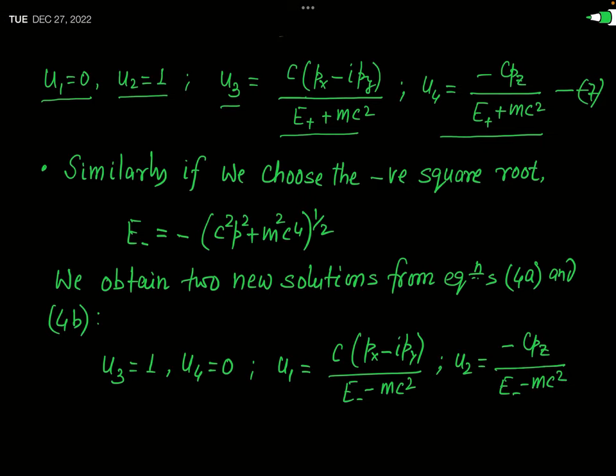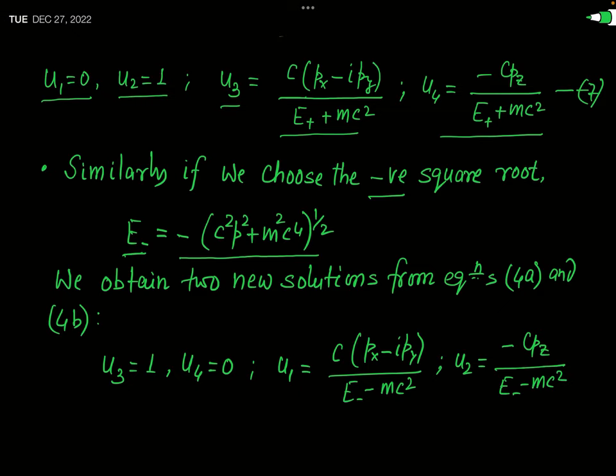Okay. Now when one considers the negative square root, then we will write the value of energy E minus equal to minus root over c square p square plus m square c4. This E minus is just a symbol to represent the negative square root of the value of energy.